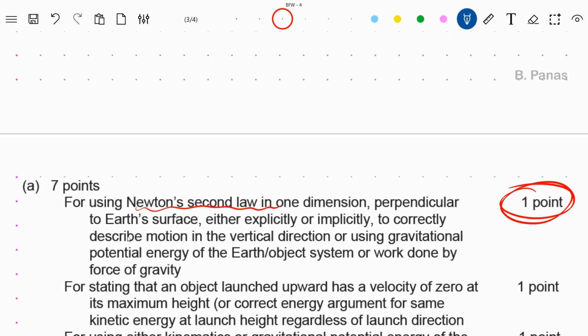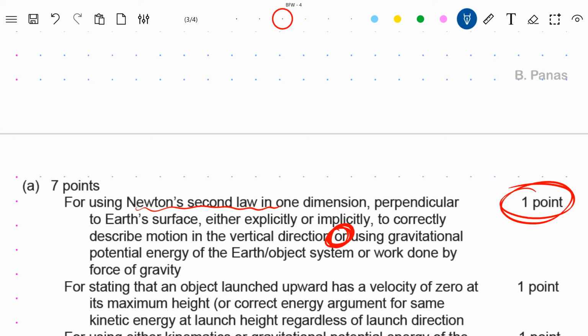So using Newton's second law in one dimension, perpendicular to there, so horizontally, either explicitly or implicitly, to correctly describe motion in the vertical direction. Okay, good. Phew, I was actually starting to get a bit nervous there. Or, okay, this is the saving grace for me, because otherwise I would be so embarrassed to start off missing the first point.